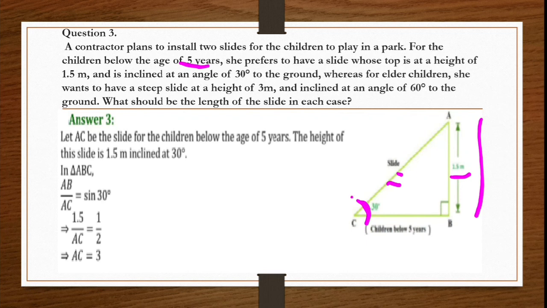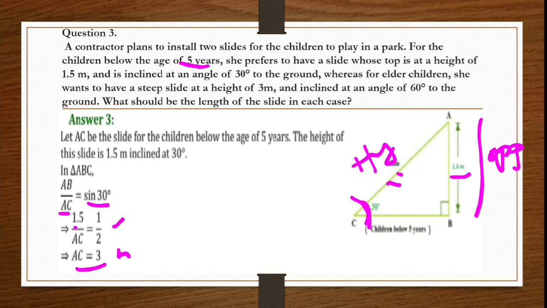So if this is the acute angle, this one is the opposite side and this one is the hypotenuse. So again you can use sin theta. That means sin 30 degree is equal to AB by AC, opposite by hypotenuse. Put the value of AB, which is 1.5, and sin 30 degree is equal to half. So the value of AC will be 3. That means the length of the slide for the children below the age 5 years will be 3 meter.